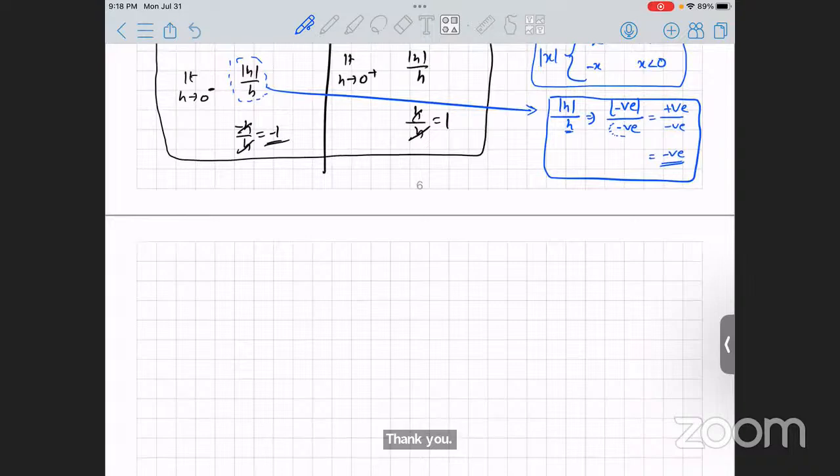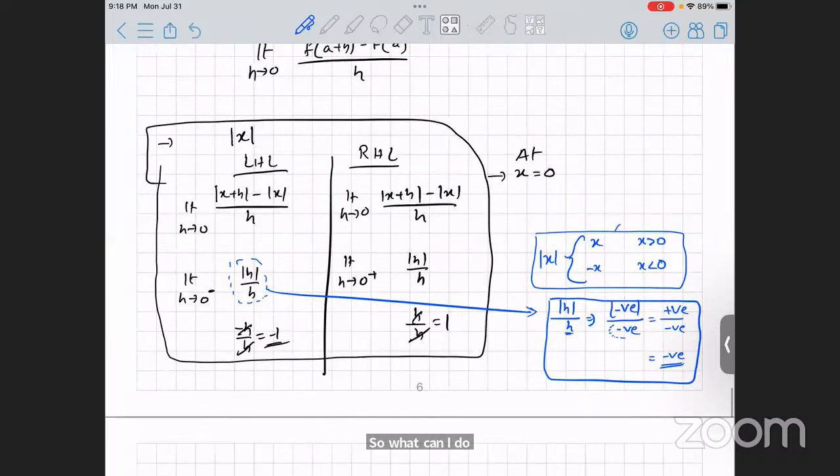Sir, it is not going for minus x. It is only going for positive x. So the LHL is not defined, sir. So what can I do? Okay, at point root 2, at x equal to root 2. At point 0, sir. At point 0, okay. Then 0 minus and 0 plus exist.